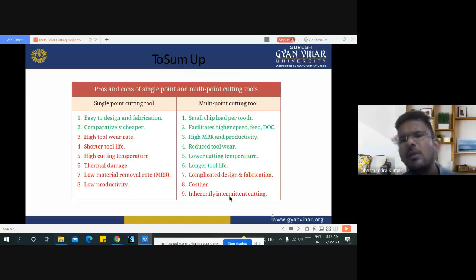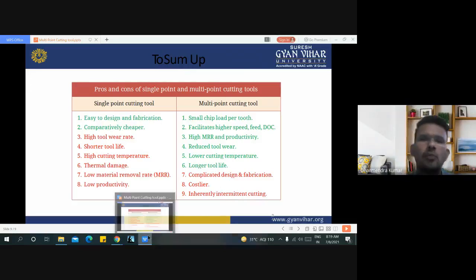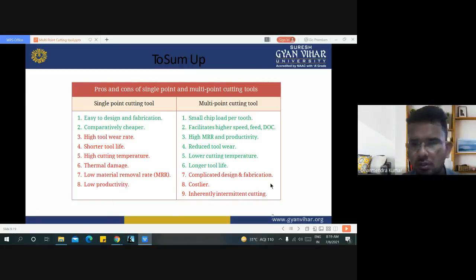The multi-point cutting tool is somehow costlier than the single point cutting tool because in the manufacturing process the design of the multi-point cutting tool is harder compared to the single point cutting tool, because we have to grow two or more cutting edges on the multi-point cutting tool. These are some basic differences between single point and multi-point cutting tools.